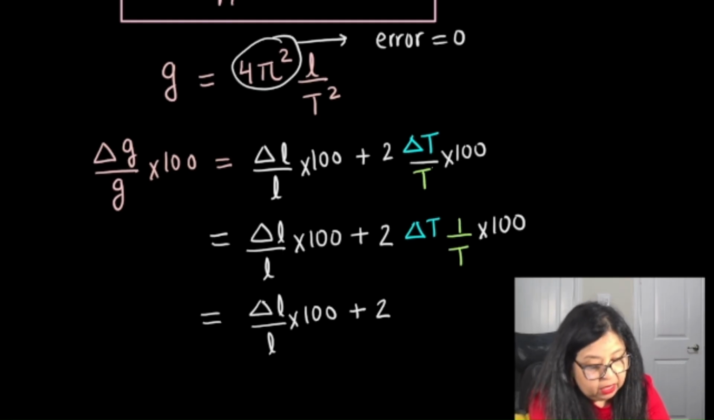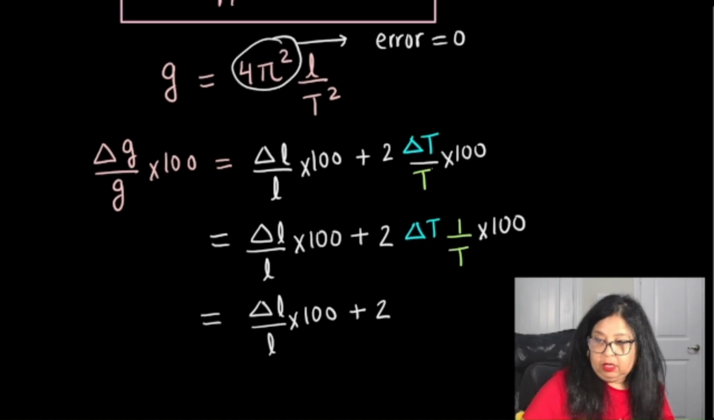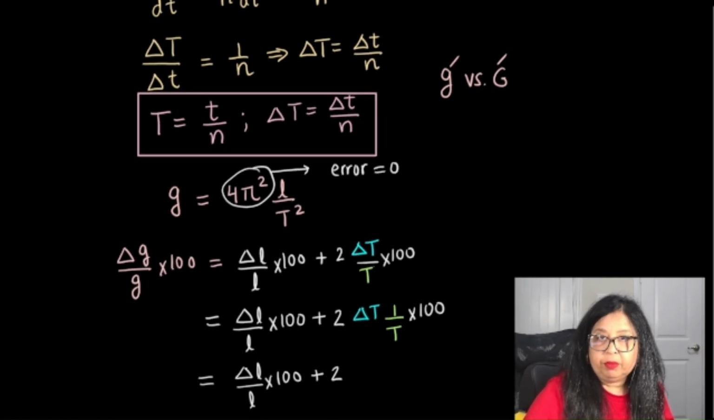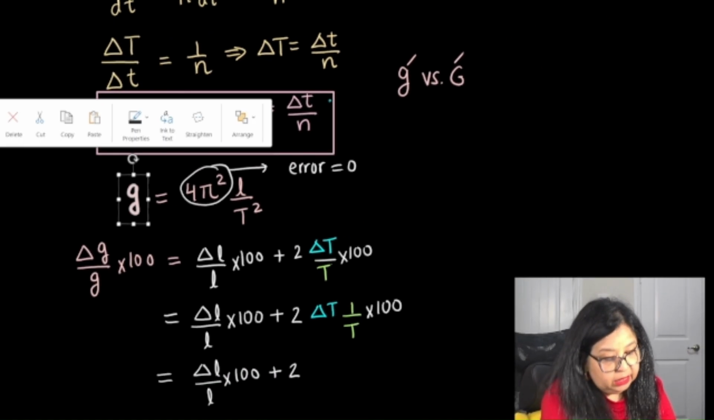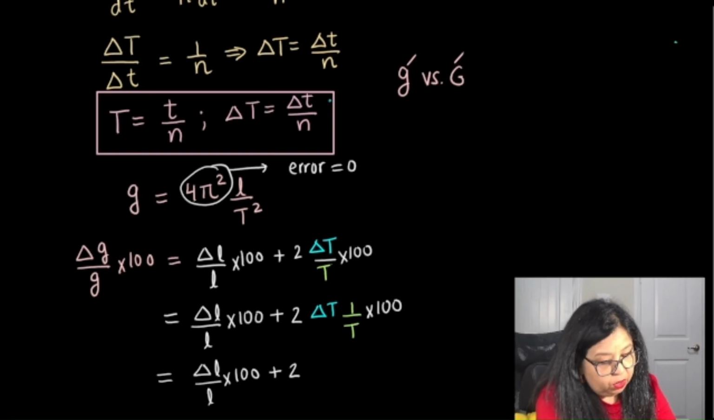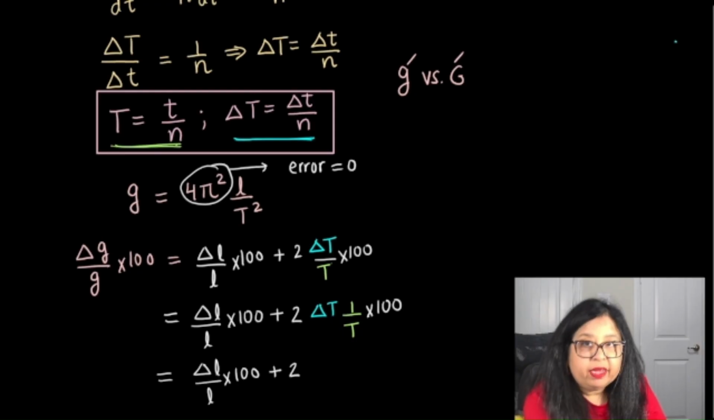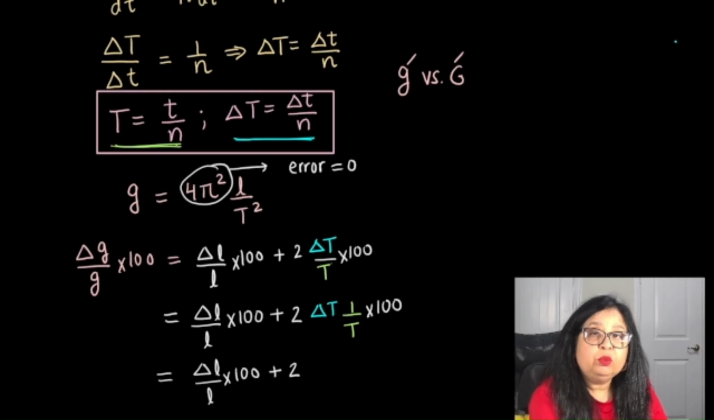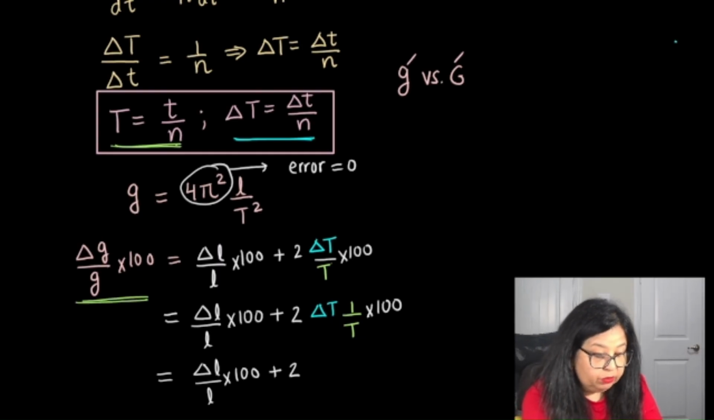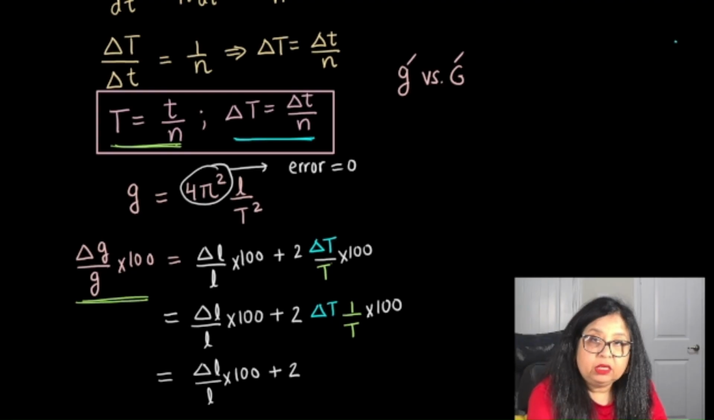Alright, what did we say delta t was? Let's go back up a little bit, make it smaller. Delta t was delta, lowercase t divided by n. And t was what? Lowercase t divided by n. So I'm going to substitute these values of uppercase T and lowercase t into the right hand side for delta g over g times 100.